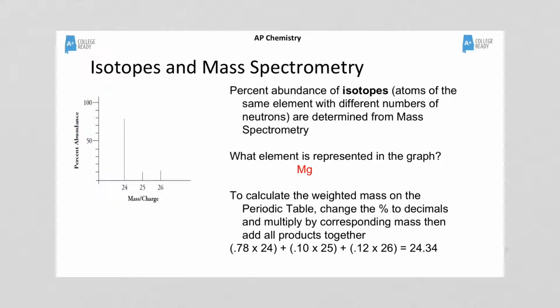Even though there are isotopes of 25 and 26, we can see that since the 24 mass is so abundant, the average is weighted towards that. So I've given you the example of how you would calculate that. Again, I had to estimate these percentages, so I said it's about 78%, 10%, and 12%. And so I've changed those to decimals, multiplied times the corresponding mass, and then added all those products together to get about 24.34, which is very similar to the molar mass of magnesium.